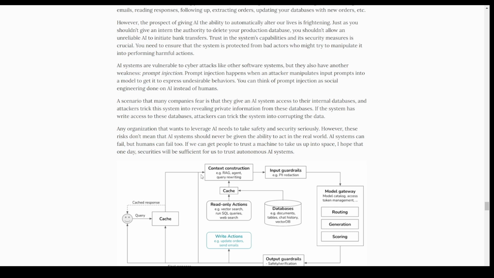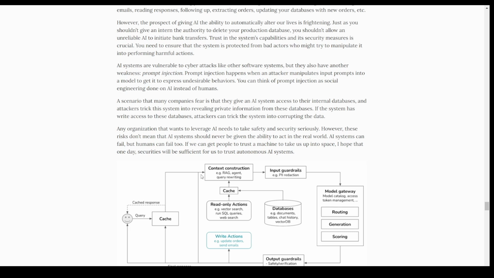Then once we have generated this context, we pass everything to the input guardrails to make sure that none of our private information is leaked and passed to the model. Then all this information is passed to the model gateway, which does the routing part: which service should be connected with what kind of output or intent of the user. Then once that is routed, we work on the generation aspect.